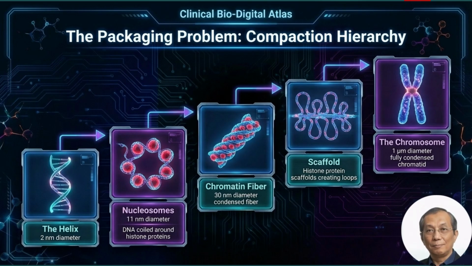One of the most remarkable feats of genomic organization is the packaging of an immense amount of DNA into the confines of a cell nucleus. This involves a sophisticated compaction hierarchy. The fundamental unit is the DNA double helix, which is 2 nanometers in diameter.